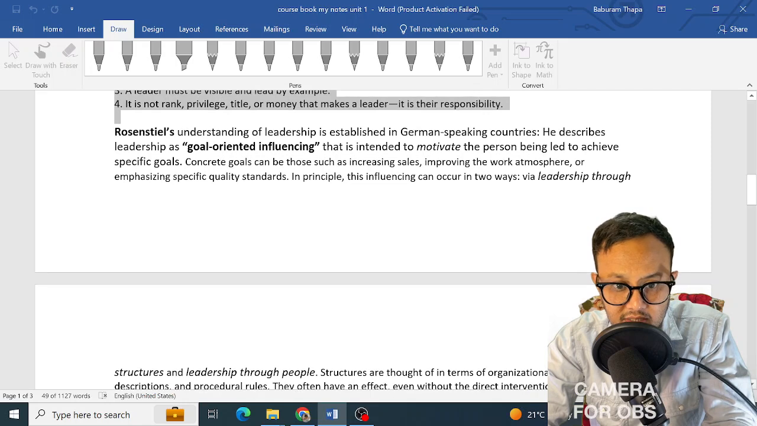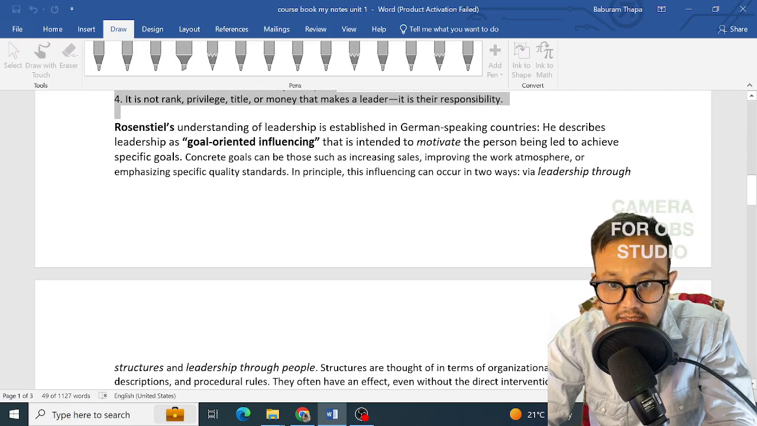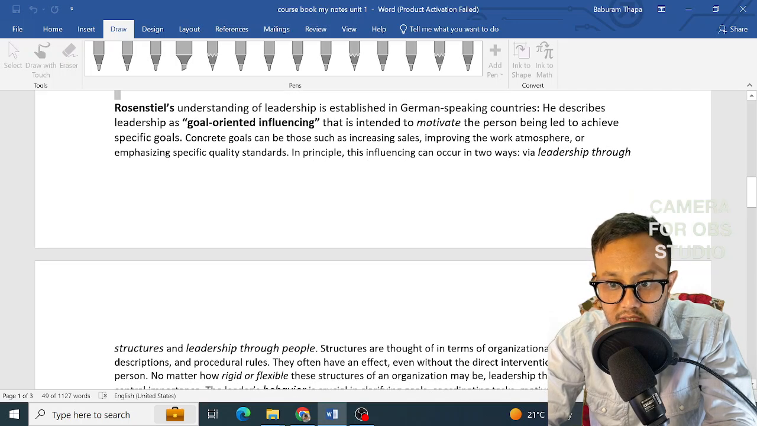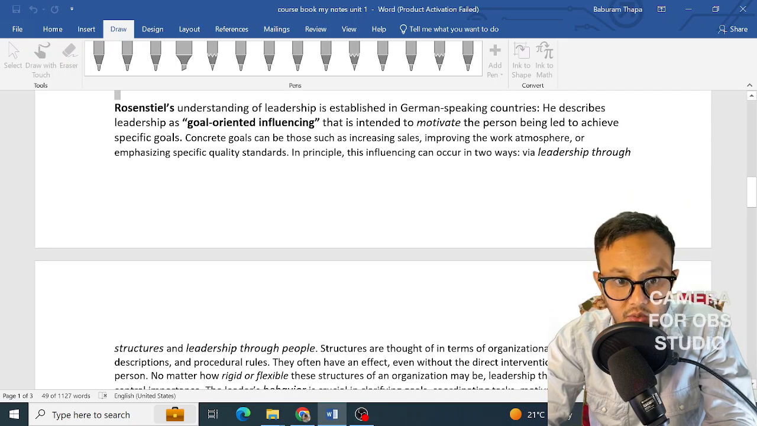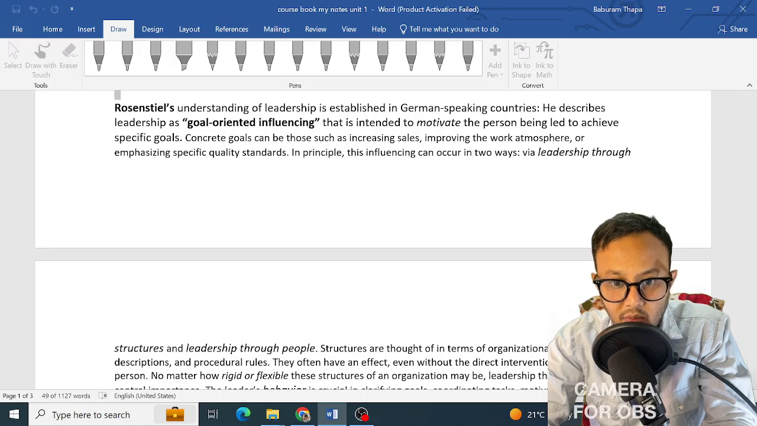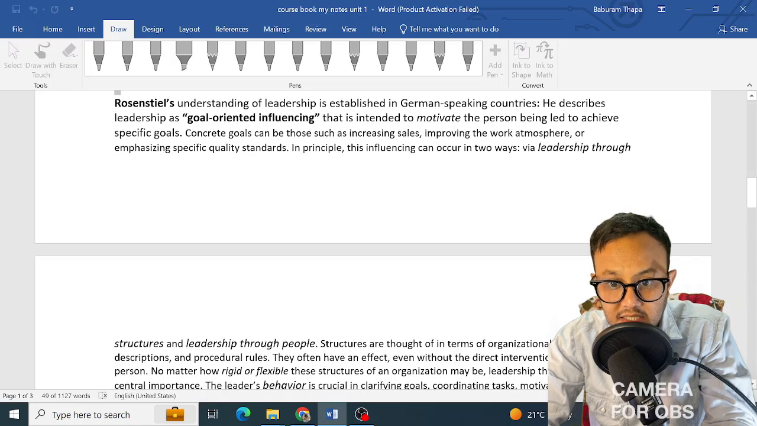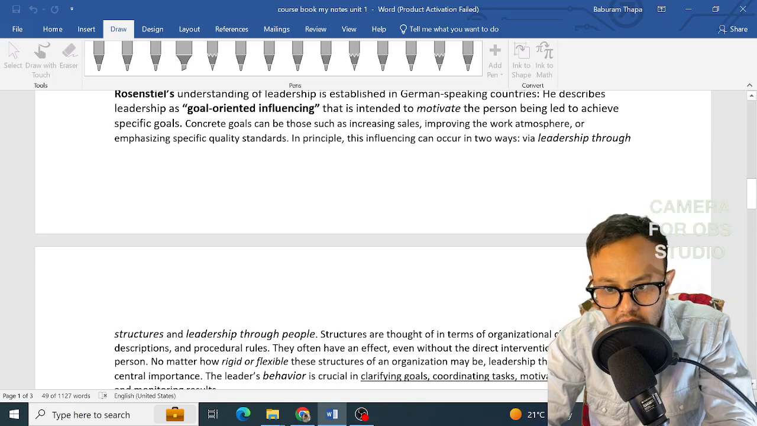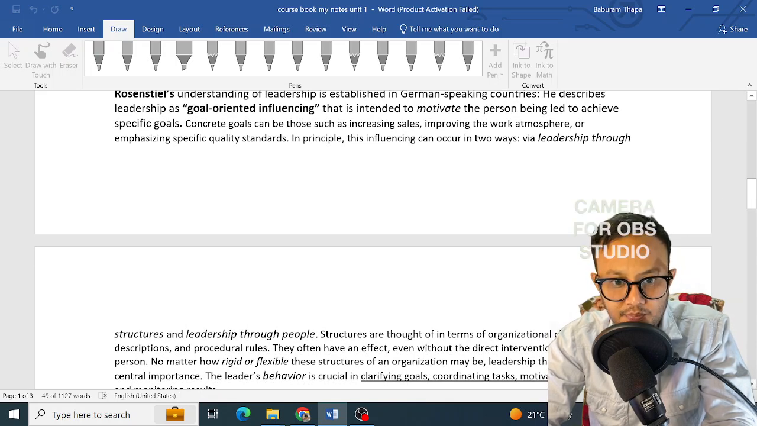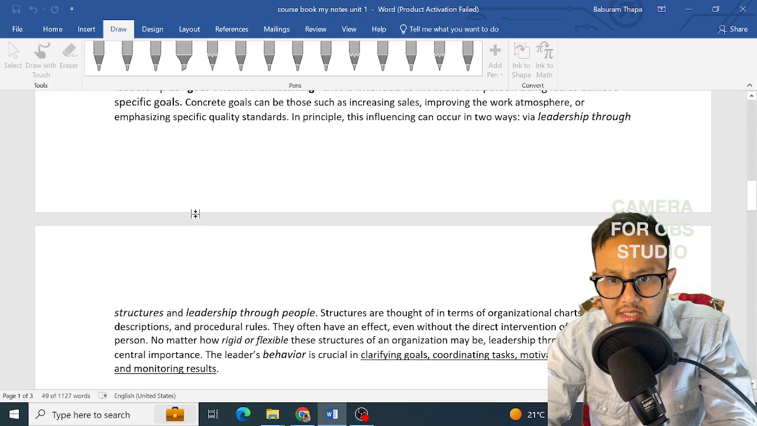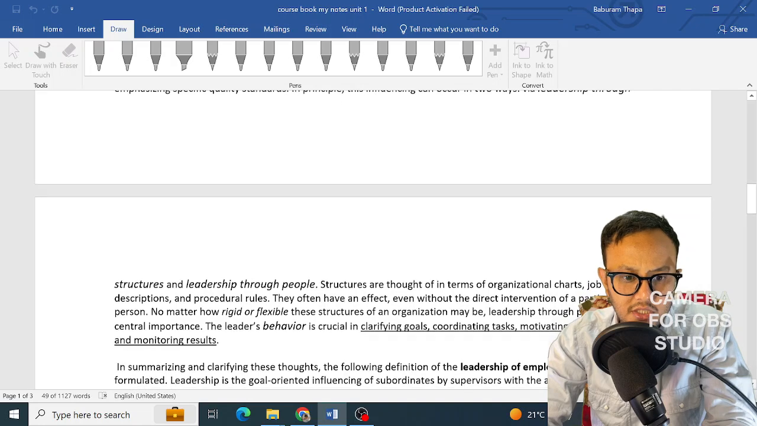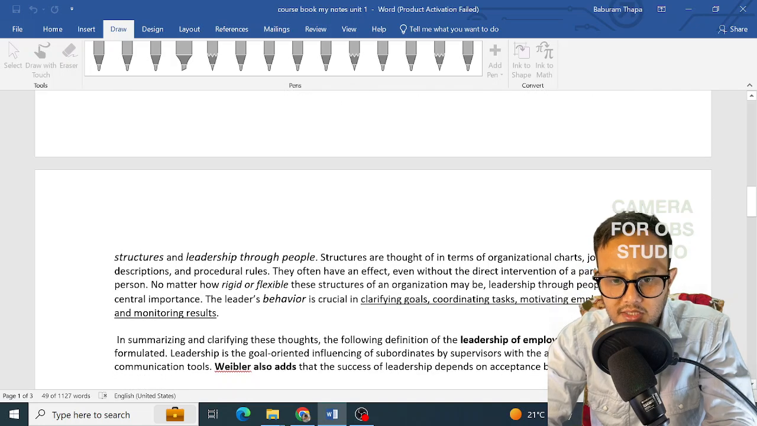Rosenstiel's understanding of leadership is established in German-speaking countries. He describes leadership as goal-oriented influencing that is intended to motivate the person being led to achieve a specific goal. Concrete goals can be those such as increasing sales, improving the work atmosphere, or emphasizing specific quality standards. In principle, this influencing can occur in 2 ways: via leadership through structures and leadership through people.